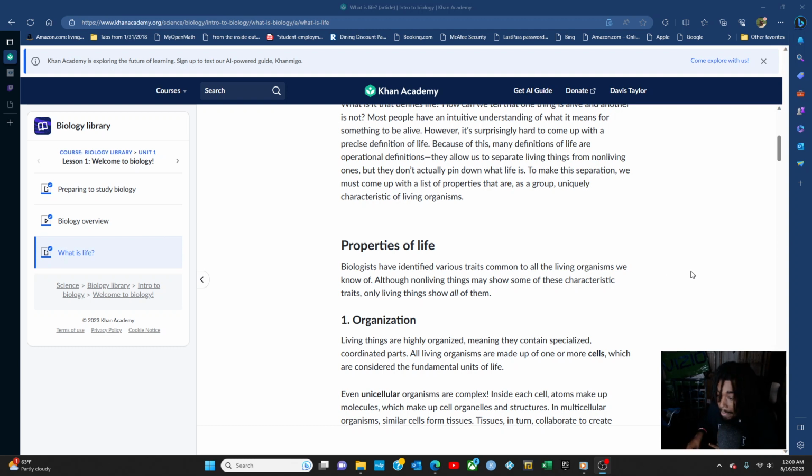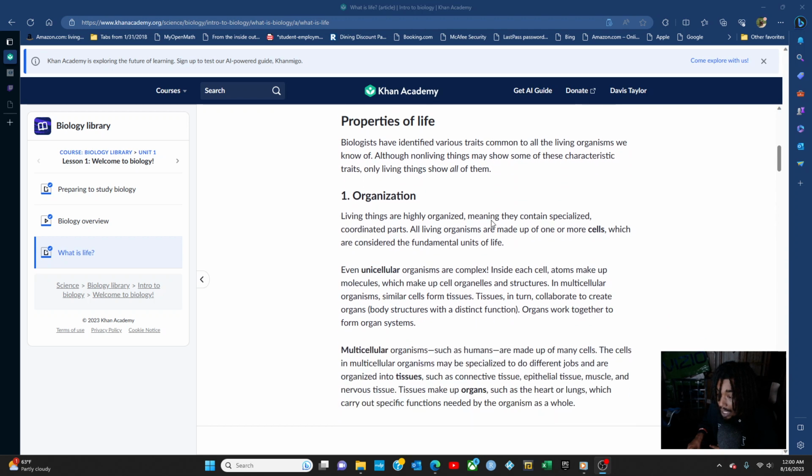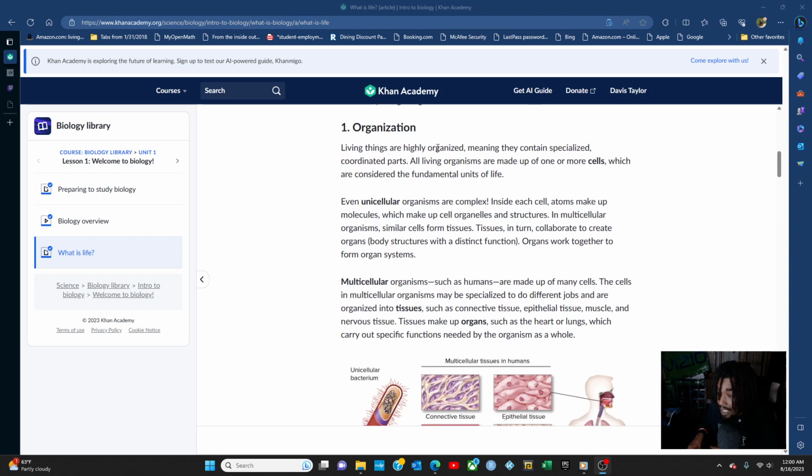of them as well. So first, we're going to start with organization, and it says that living things are highly organized, meaning they contain specialized, coordinated parts. All living organisms are made up of one or more cells, which are considered fundamental units of life. So there are two types of cells of life, and here, as you see, there are unicellular and multicellular.